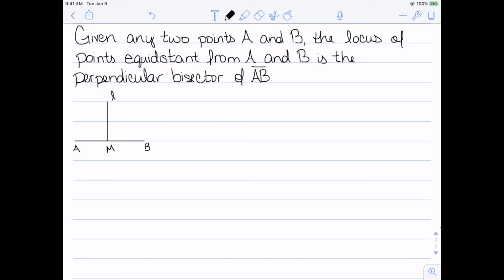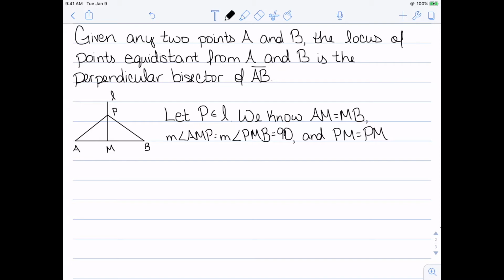So we're going to let L be the perpendicular bisector of the segment AB, and M is the midpoint. So our line L, the perpendicular bisector, intersects this segment at M. We're going to start by letting P be any point on our line L. And then I'm going to consider these segments AP and PB.